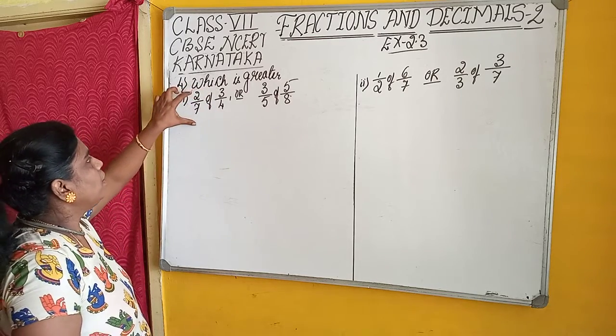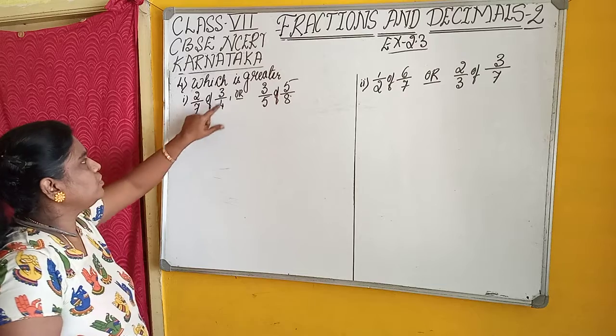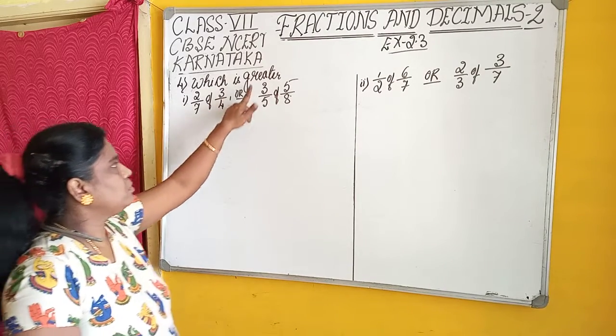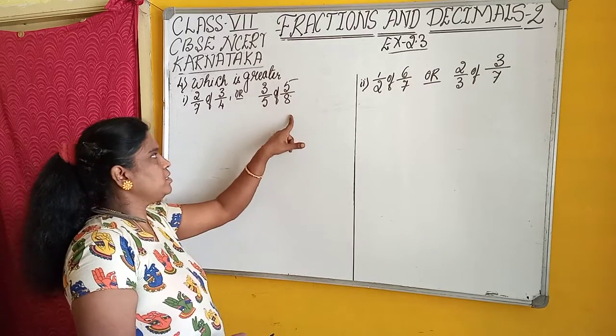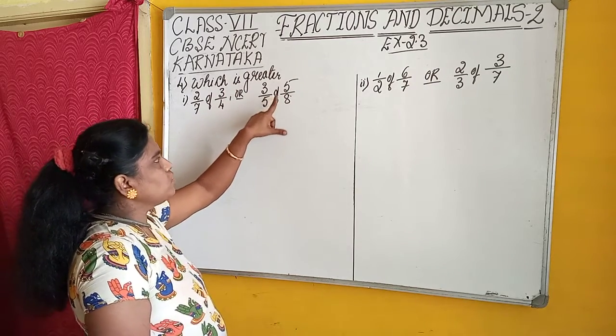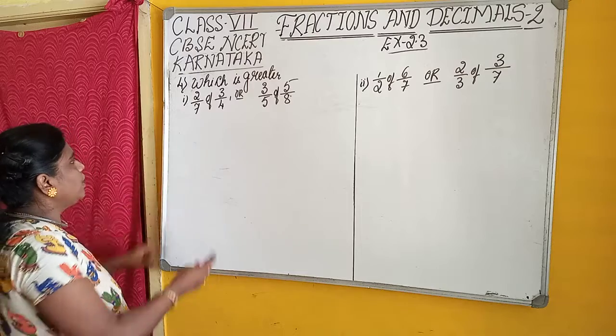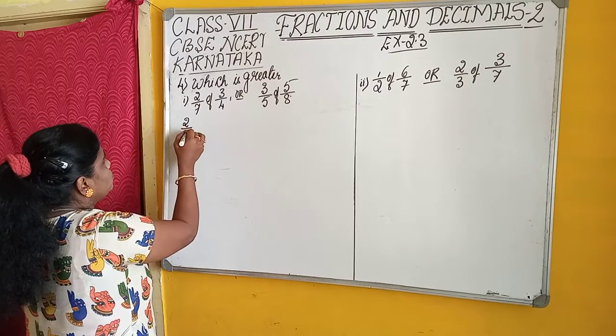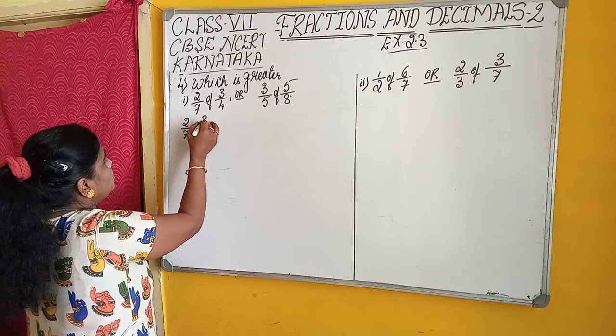First we have to find the product of 2 by 7 of 3 by 4. "Of" means we have to multiply. And here also 3 by 5 of 5 by 8 is there, 3 by 5 into 5 by 8. First let us find the product of these fractions, that is 2 by 7 into 3 by 4.